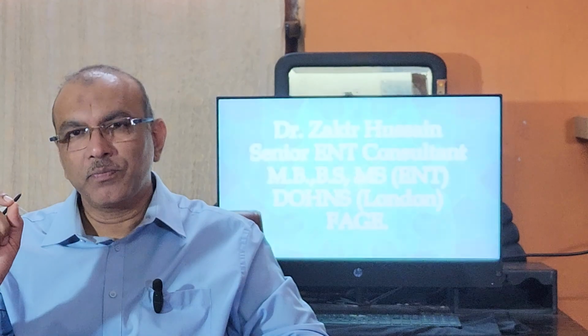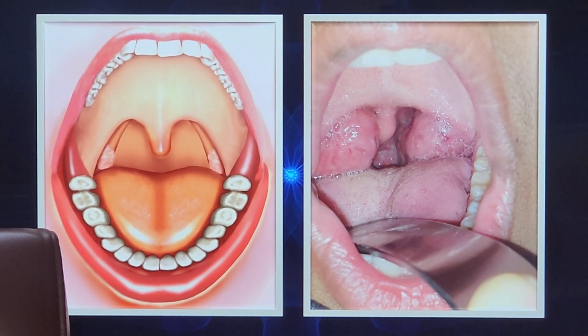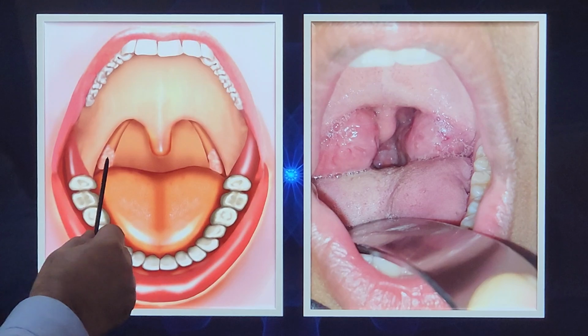I'll give a small introduction about the retropharyngeal space. So, these structures are the tonsils. This is a drawn picture.